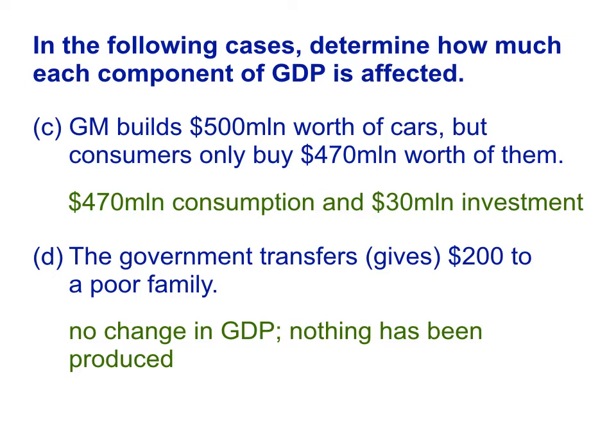individuals, these transfers do not count as GDP. The people receiving these transfers, if they spend that money on something, then it will count towards GDP. So if the government gives $200 to a poor family, that in itself is not a change in GDP because nothing has been produced. But once that family purchases perhaps some food, then that purchase of food will count towards GDP. So this is an important thing in our calculations. Transfer payments do not count.